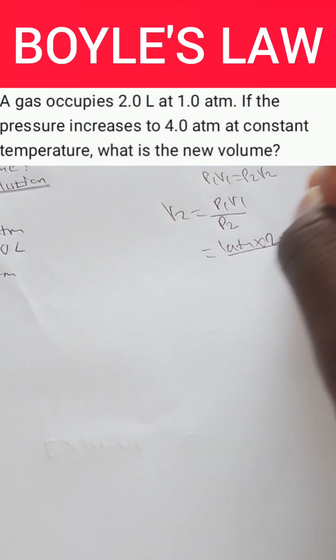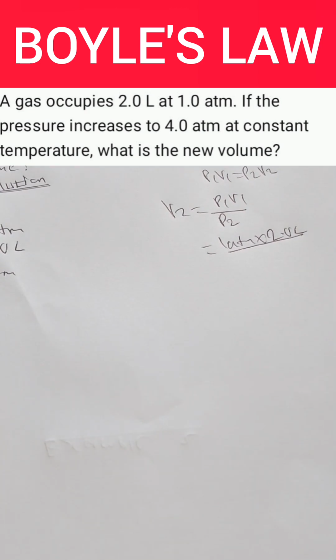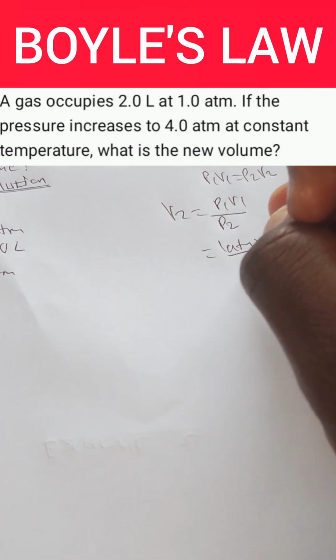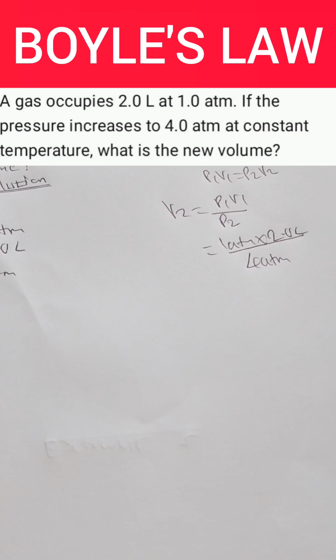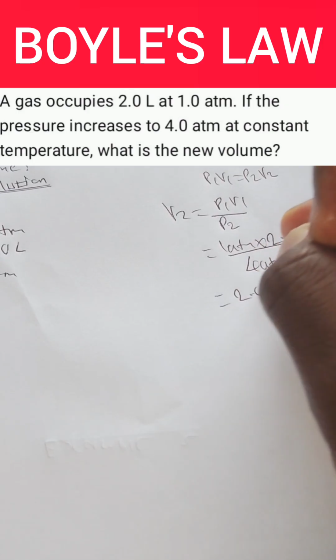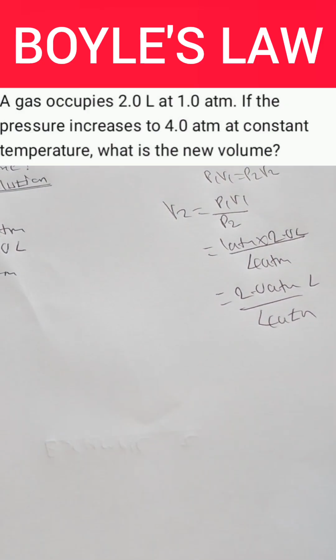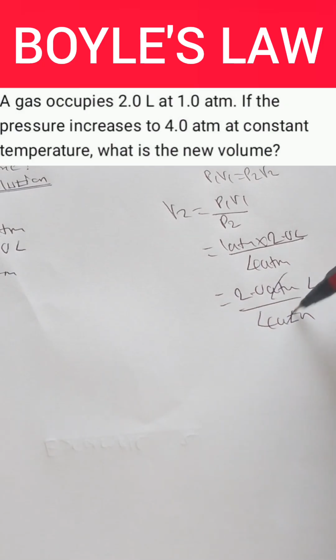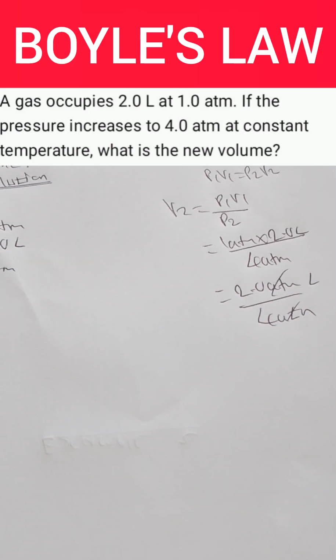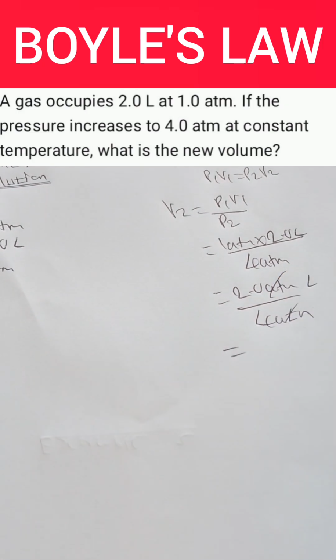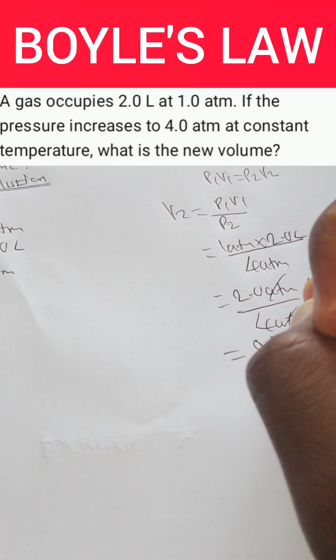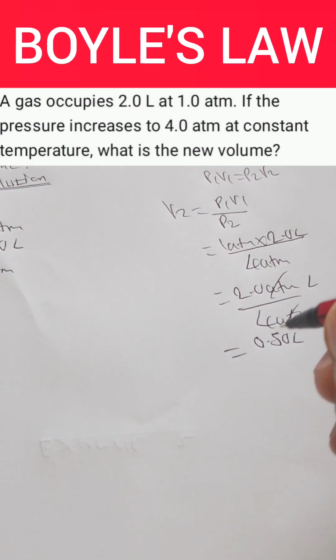Over, what about our pressure 2? Our pressure 2 is 4 atm. Now we know that 1 atm times 2.0 liters is just 2.0. So this is 2.0 atm liter over 4 atm. Now atm and atm will cancel, which means we are just going to remain with what? Liters. What is 2 over 4? 2 over 4 is what? 0.50. So that's our final volume.